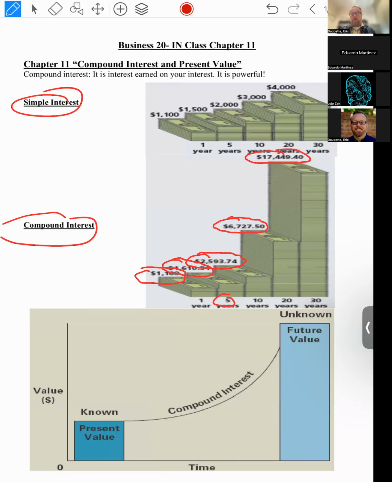It's very powerful. It's really the only way to go. And most loans and most investments are pretty much this way when it comes to your payments or your interest earned. So that's what we call compound interest.